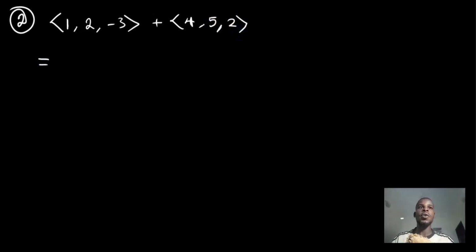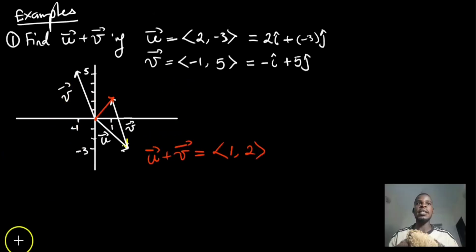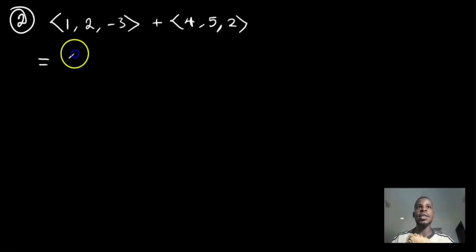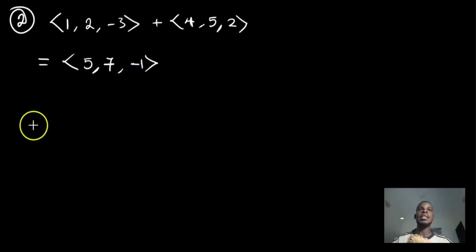Well, recall from what I just explained, we should just add the corresponding entries. So pointing in the i hat direction, 1 and 4, we just add them together, we get 5. Pointing in the j hat direction, 2 and 5, adding them together, we get 7. And then lastly, pointing in the k hat direction, negative 3 and 2, I am adding them together, we should just get negative 1. Good. So that is the result.